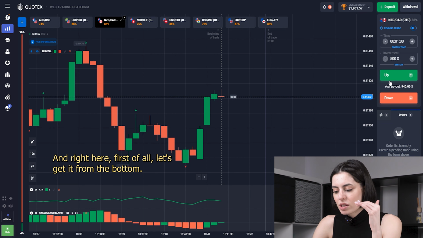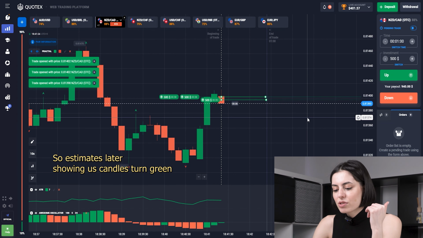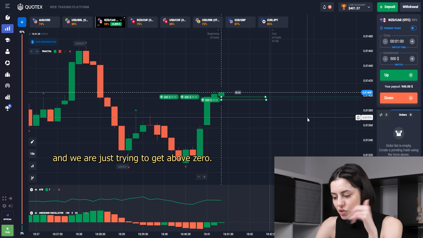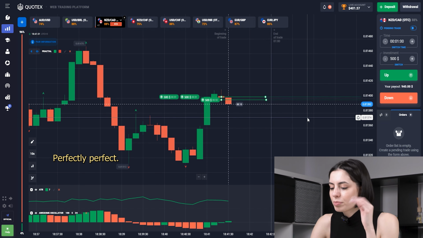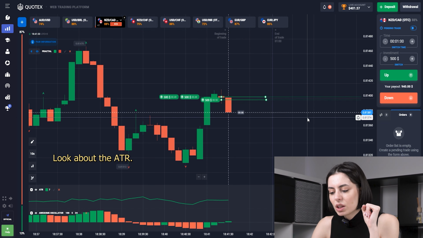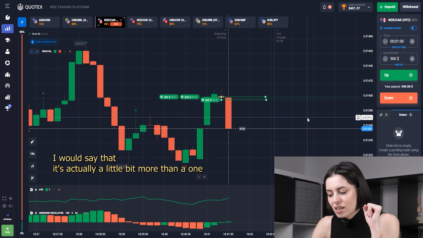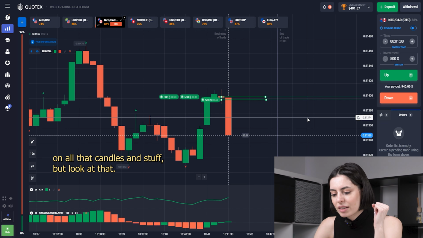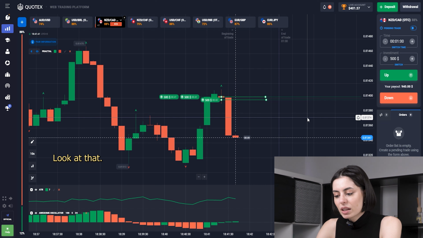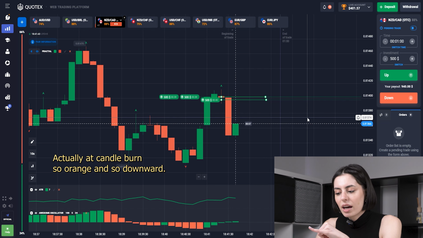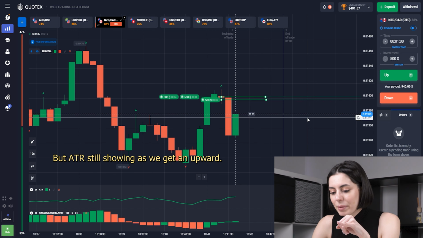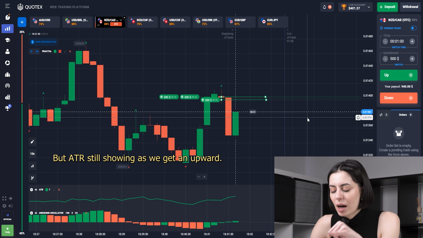And right here, first of all, let's get it from the bottom. So awesome oscillator showing us candles turn green, and we are just trying to get above zero. Perfectly perfect. Look at the ATR. I would say that it's actually reacting a little bit more than I wanted on all that candles and stuff. But look at that. Candles were so orange and so downward, but ATR still showing us we're getting upward.